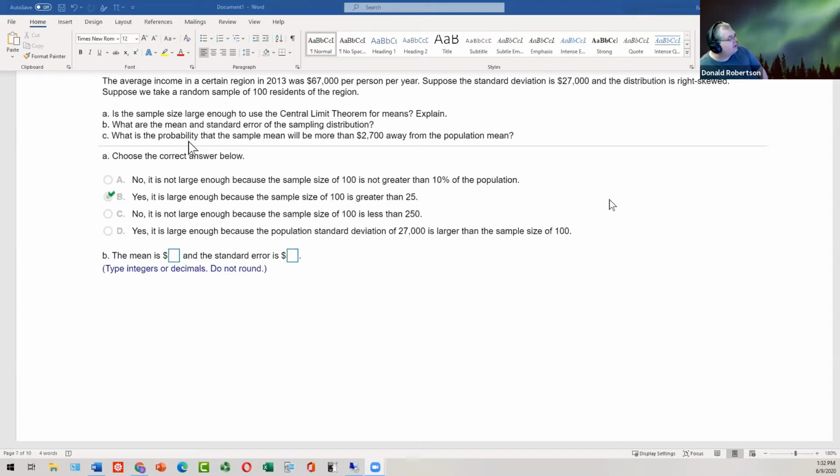And then it says, what is the probability that the sample mean will be more than 2,700 away from the population mean? Can you imagine, what they're just saying is 1 standard deviation either side of the mean? And that we have got already as 68%.